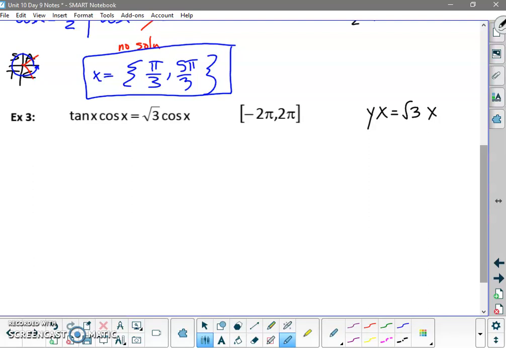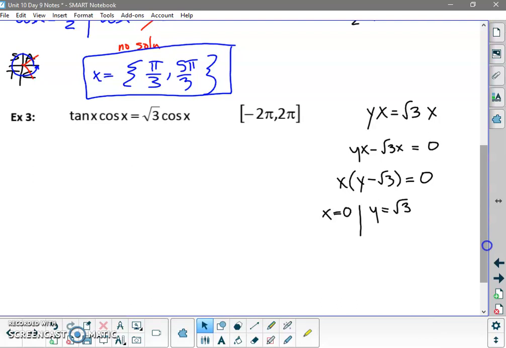What we're going to do is get everything to one side. So this is yx minus square root 3x equals 0. Now I can actually factor out an x as a GCF. And I have y minus square root 3 equals 0. So now I can still come up with 2 equations. The variables are different, but I still have 2 possibilities. Either x equals 0 or y equals square root 3. So now we're going to do something similar with the trig functions. So I'll subtract over square root 3 cosine x.